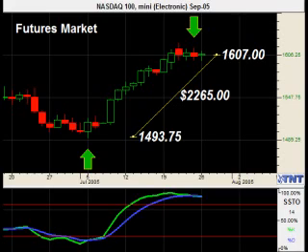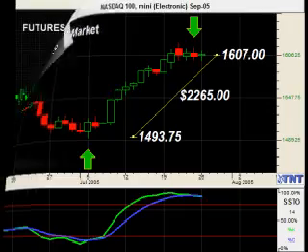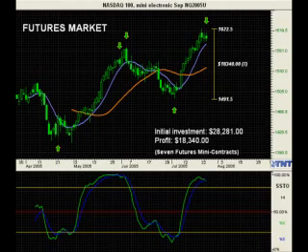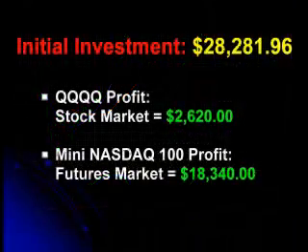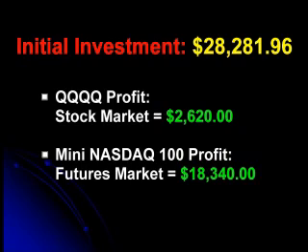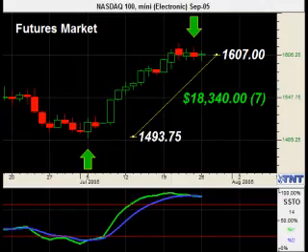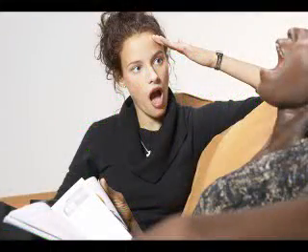Let's compare apples to apples. Take a look at this chart. Now what would happen if we invested the exact same amount of money in the futures market as we did in the Qs over there in the stock market? Let's say we invested $28,281 or purchased 7 futures mini contracts. Our profit on this move in this example would be $18,340. That's correct.